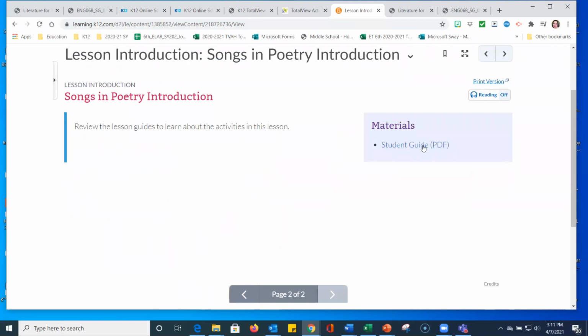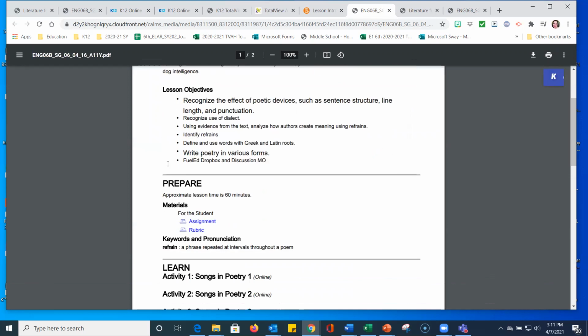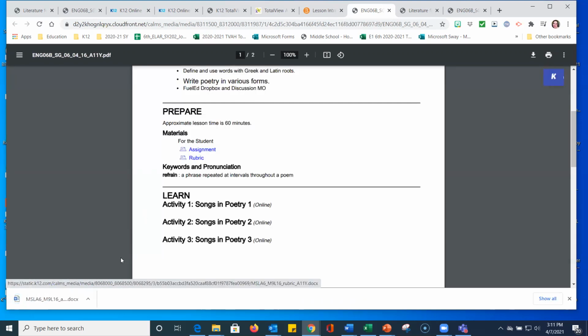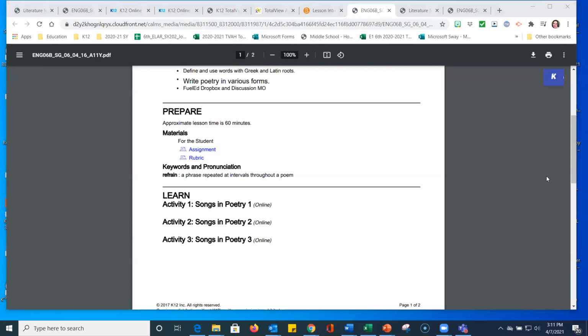Slide 2. Here's our student guide. Here are our lesson objectives. To prepare, we have materials, we have an assignment. This is not going to be a graded assignment. If you'd like to turn it in for extra credit, I'm open to that.